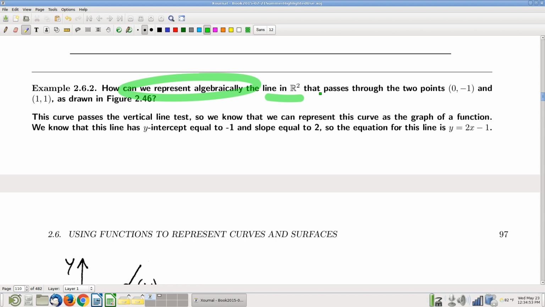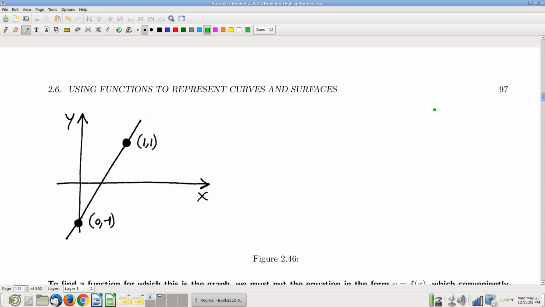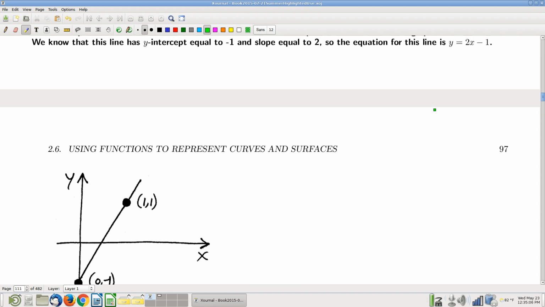Now, this line is an easy line to draw. It passes through these two given points. So here it is. And the algebra of figuring out the equation of this line, that's an Algebra 1 problem. I'll let you work out the details on that, like 2x minus 1. Okay. That's not a function.